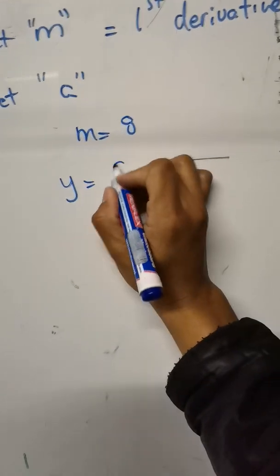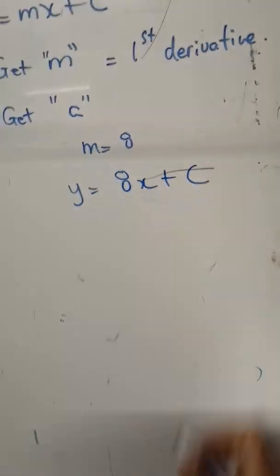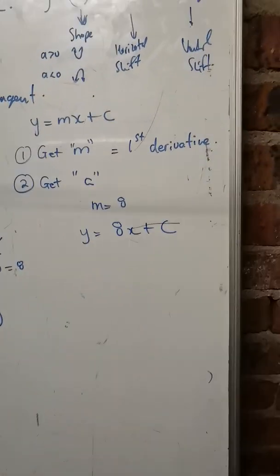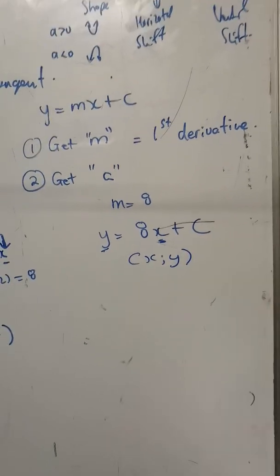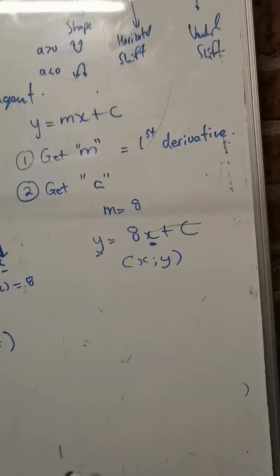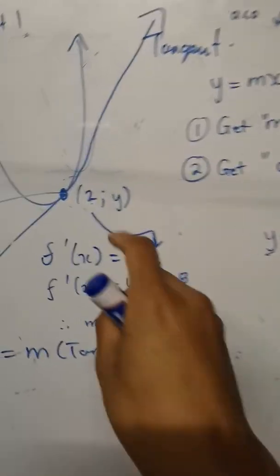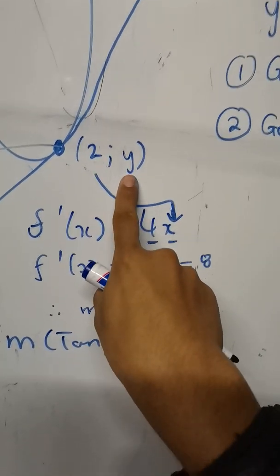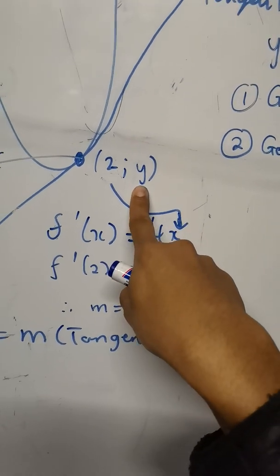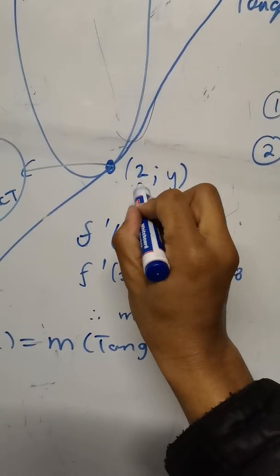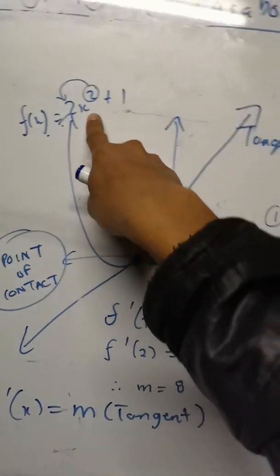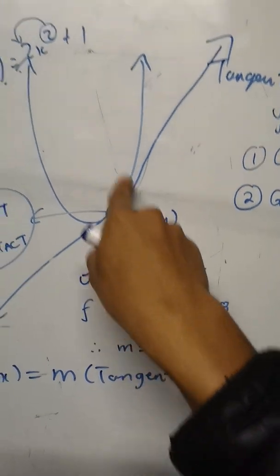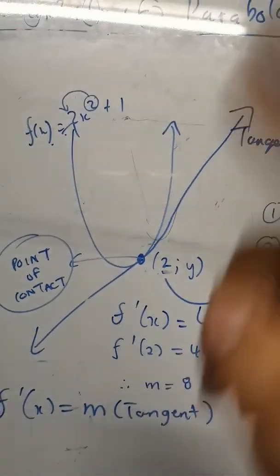Now we can say y is equal to 8x plus c. Now to get c, there's x and y. So we need a coordinate that's lying on the graph. Then we substitute into our equation to get c. So we got x equal to 2. How do we get y? Remember, if you got an x value and looking for a y value, and you got the equation of the graph, you can just substitute that x value into your equation to get the corresponding y value.